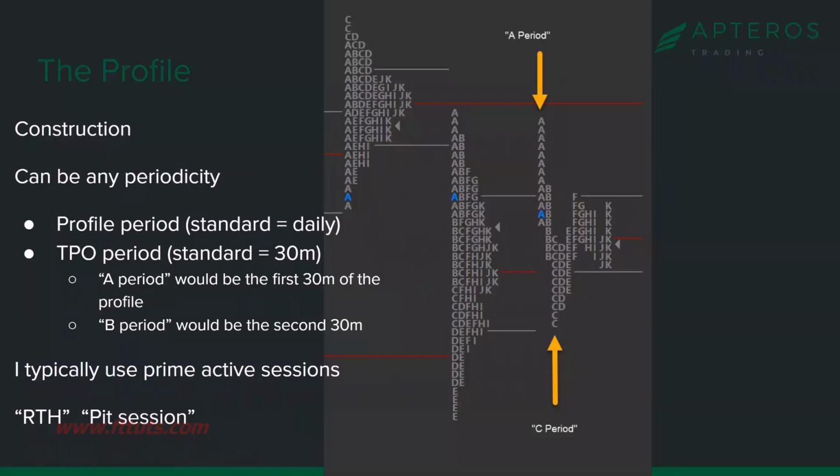Our standard, though, what we're going to rely on for this course and this training is daily profiles. And the TPO period we're going to use is the traditional standard 30 minutes. So A period is 30 minutes, B period is the next 30 minutes. And we're going to use pit session profiles for crude oil or the S&P. I typically use pit sessions.